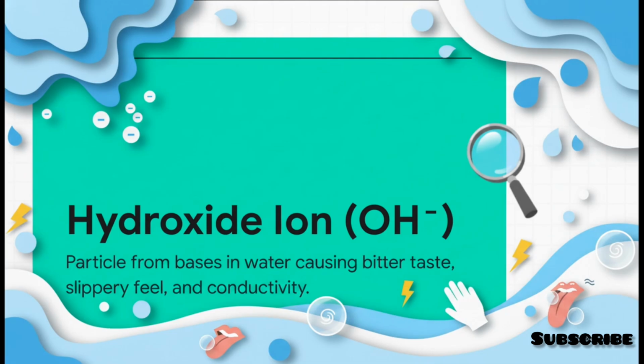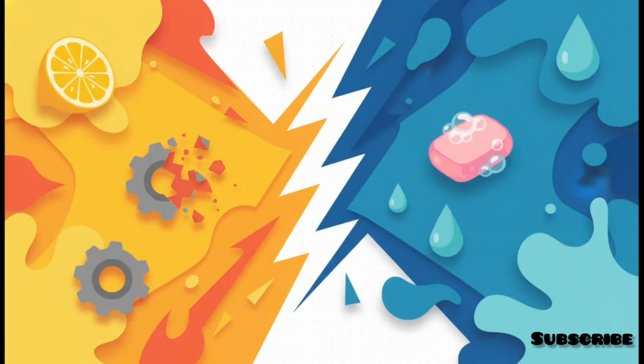Now, the secret agent for bases is the hydroxide ion, or OH-. When dissolved in water, these are the exact ions responsible for a base's bitter taste and that weird slippery feel they have. And importantly, these free-floating ions also allow basic solutions to easily conduct electricity, which is used all the time in industrial processes. It really is a microscopic war of opposites.